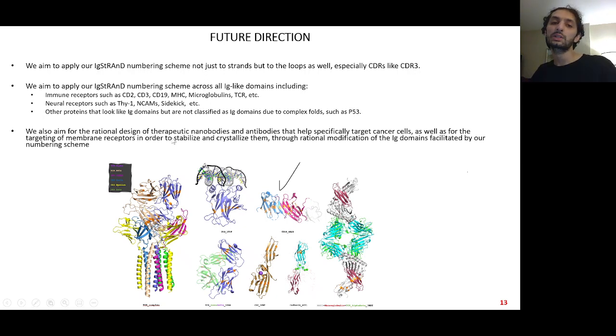We also aim for the rational design of therapeutic nanobodies and antibodies that specifically help target cancer cells, as well as for targeting of membrane receptors in order to stabilize and crystallize them. And that can be done through rational modification of the Ig domain, which would be facilitated by our number scheme. And you can see here in the bottom structures of the ones we would like to analyze next, which we actually have already started to.